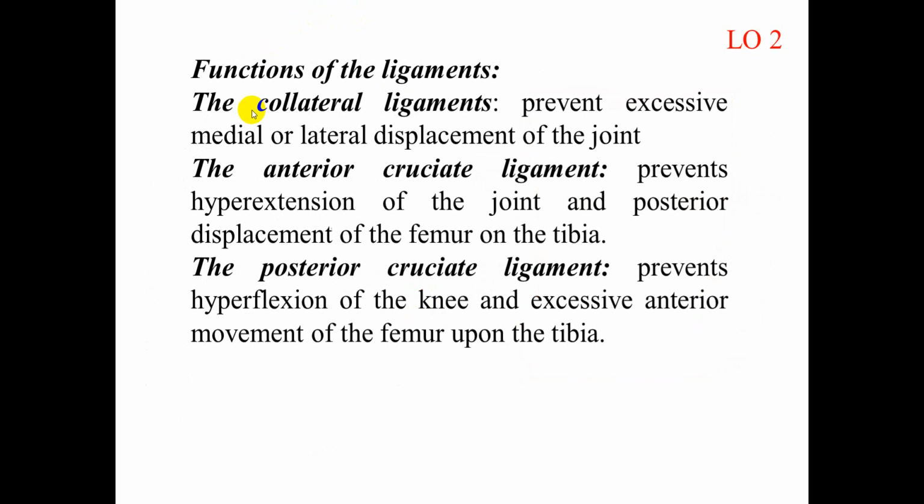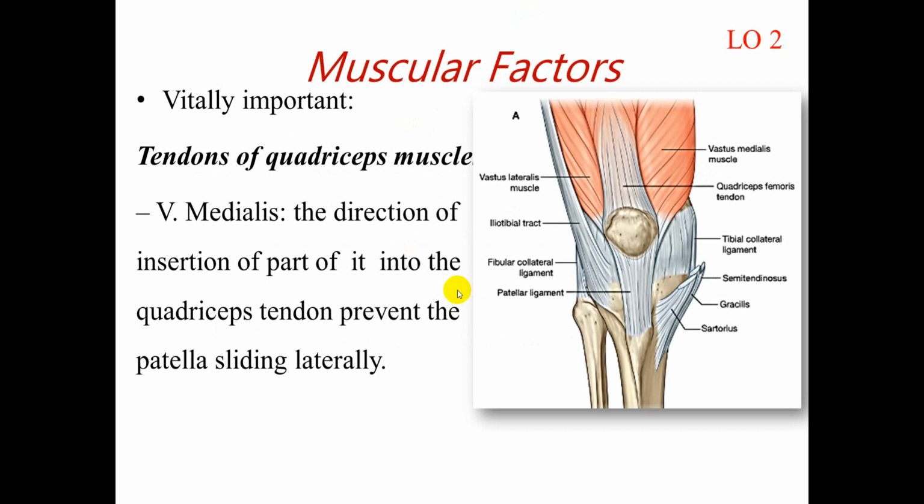As a summary, the collateral ligaments prevent excessive medial and lateral displacement, which we will see called varus and valgus. The anterior cruciate ligament prevents hyperextension of the knee joint and posterior displacement of the femur on the tibia, and the posterior cruciate ligament prevents hyperflexion of the knee and excessive anterior displacement or movement of the femur on the tibia. Another important stabilizer is the muscular factor, which is very important.